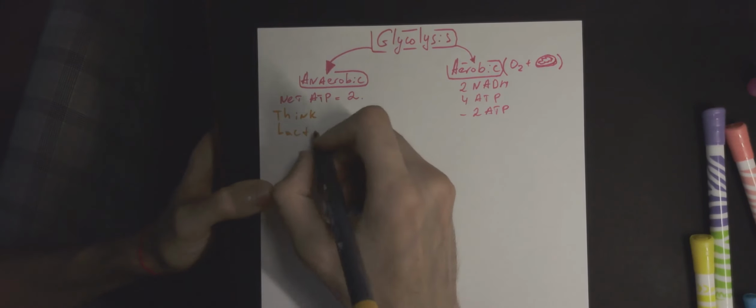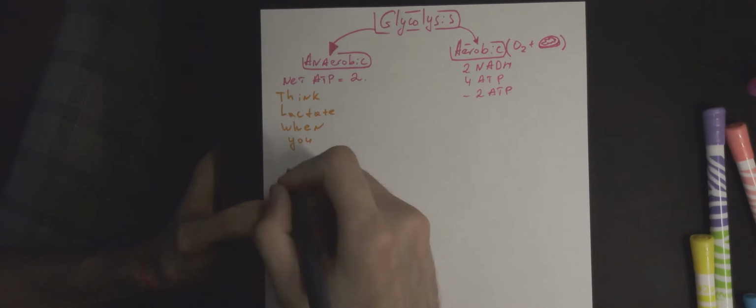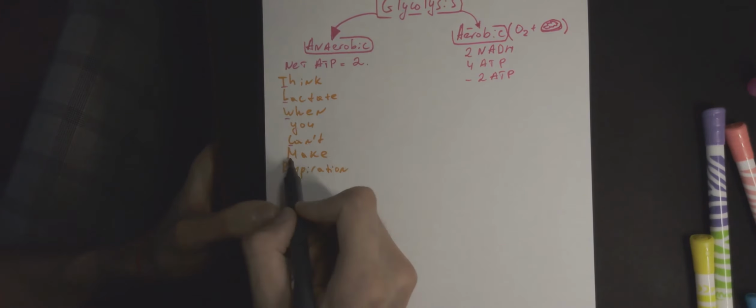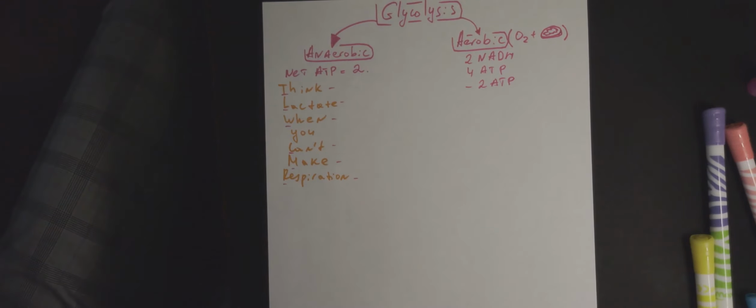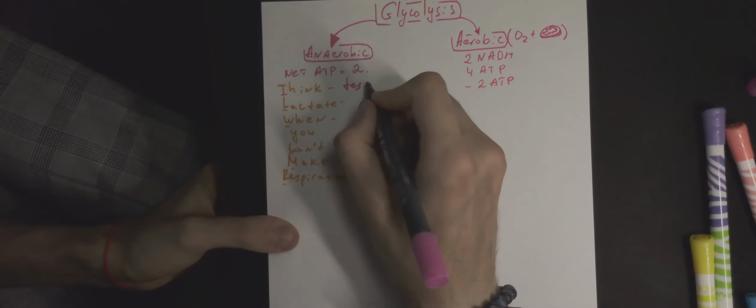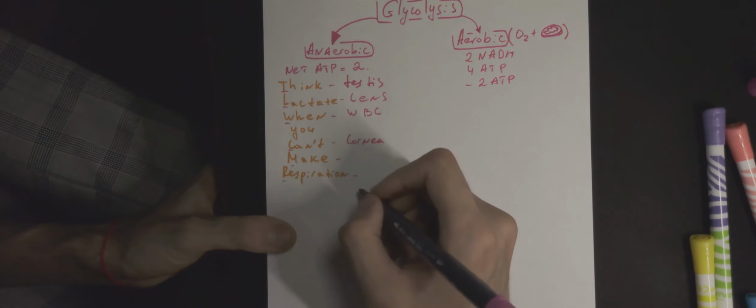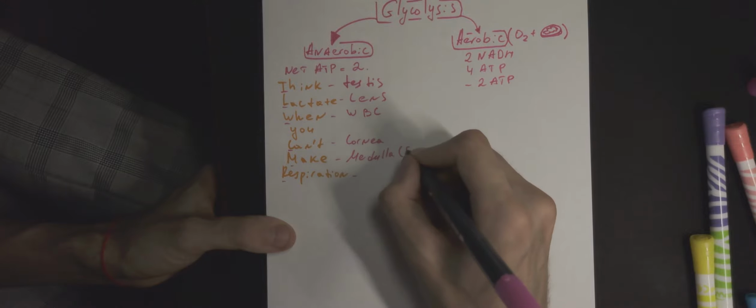Think: Testes, Lens, White blood cells, Cornea, Medulla, and RBCs. Those are tissues which run anaerobic glycolysis normally. This mnemonic was initially created by Dirty Medicine.